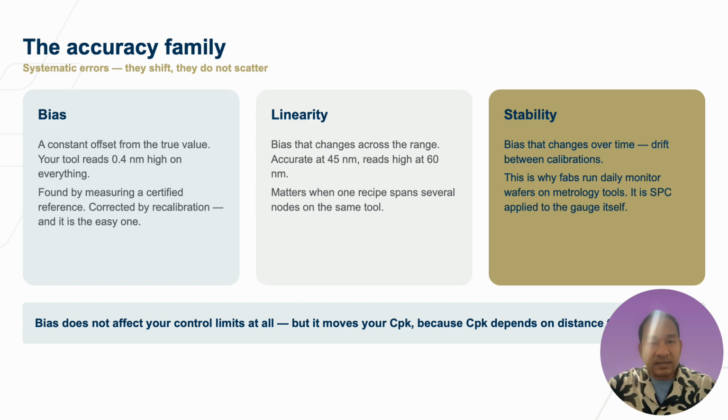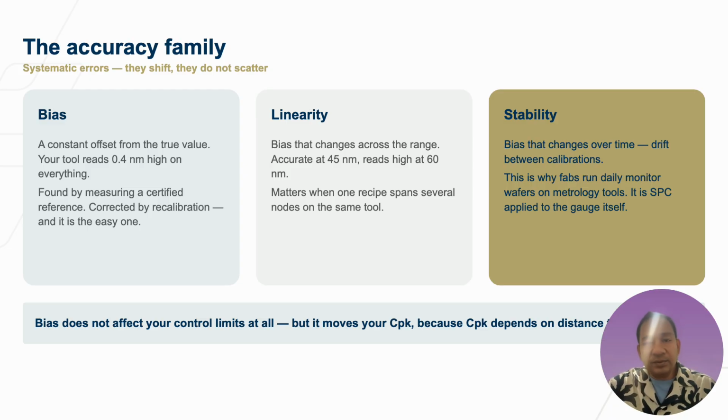Linearity is bias that changes across the range. Accurate on 45 nanometers, reads high at 60. This matters when one tool measures several products or several nodes, which in a high mix fab is normal. Stability is bias that changes over time, drift between calibration.